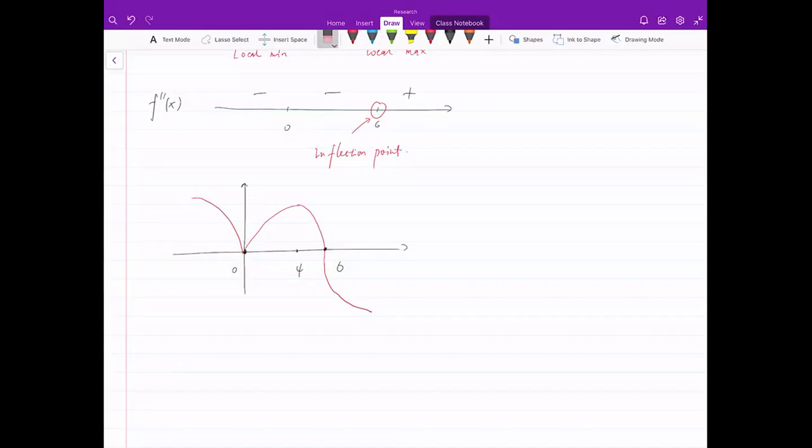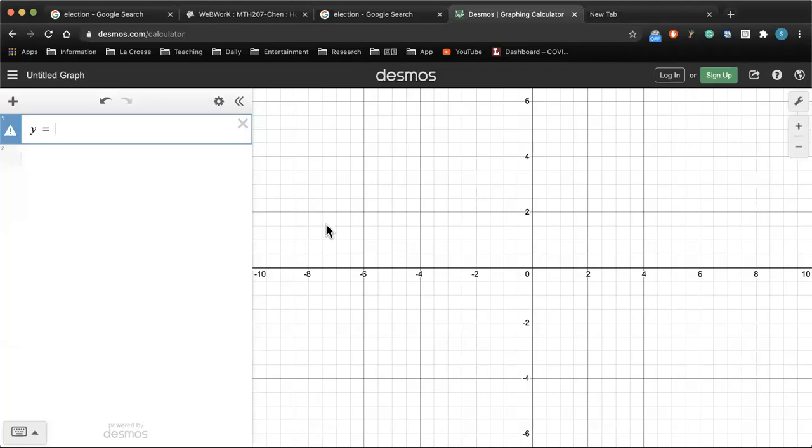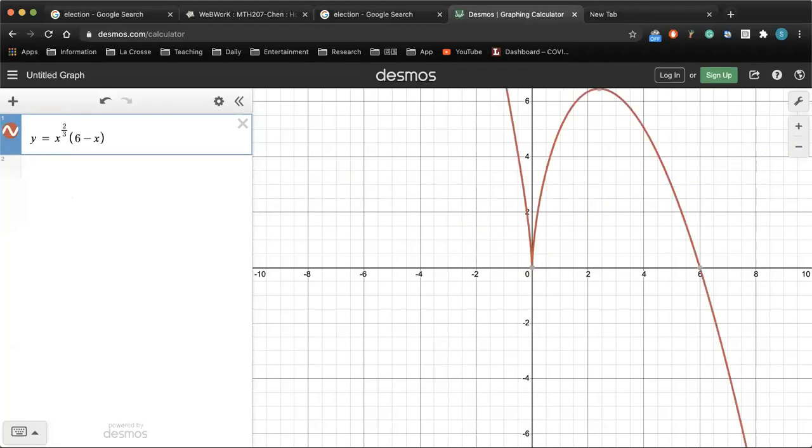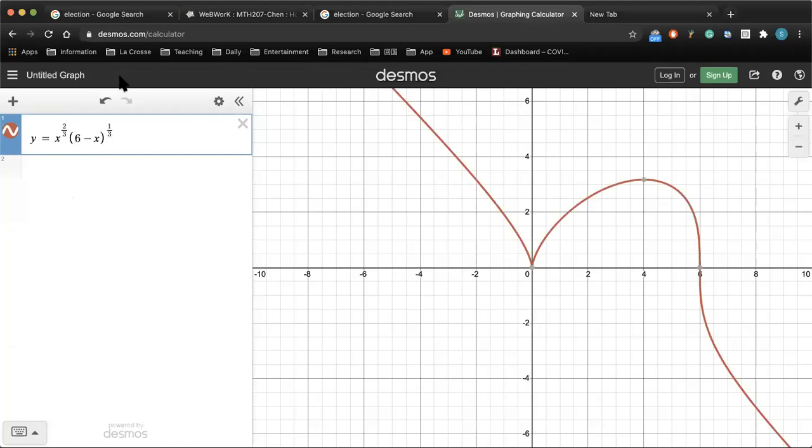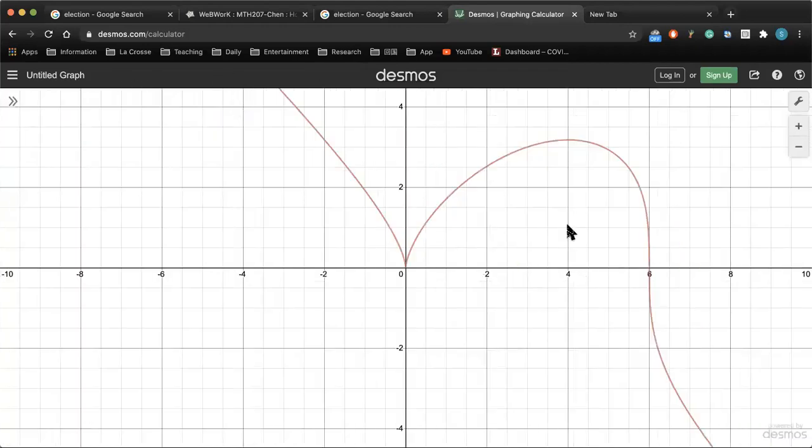If not, we will just check it with Desmos, see how much we can actually match what Desmos does. Hold on, let me share the screen. We have y equals 4x to the 2/3 times (6 minus x) to the 1/3. This will be what Desmos tells us.